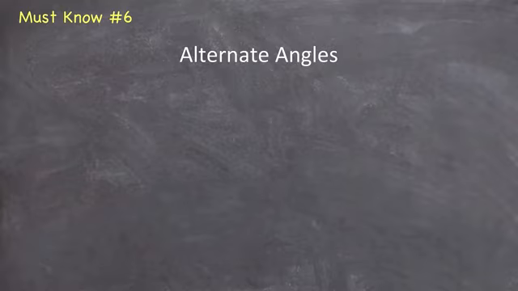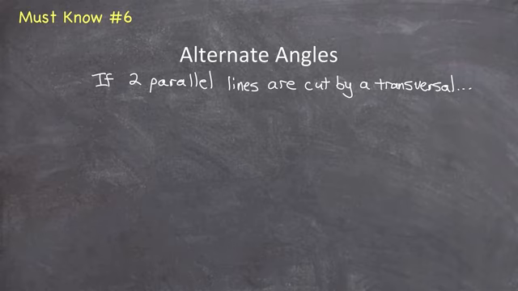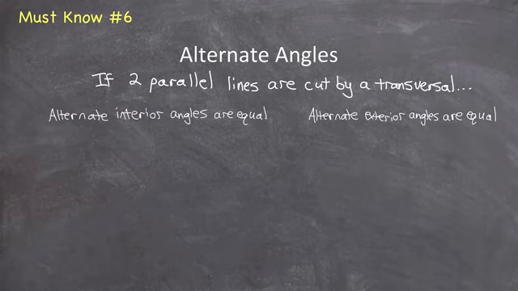Must know number 6. Alternate angles. This is our first parallel line theorem. If two parallel lines are cut by a transversal, the alternate interior angles are equal, and the alternate exterior angles are equal. Let me draw a diagram to show you what I mean.